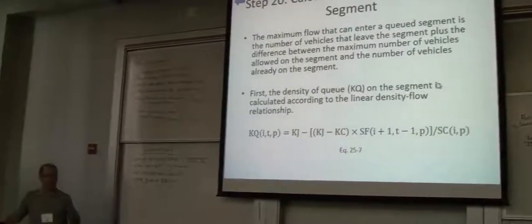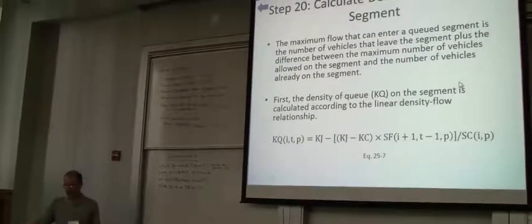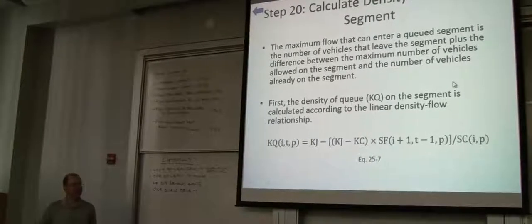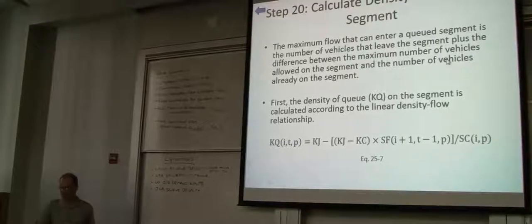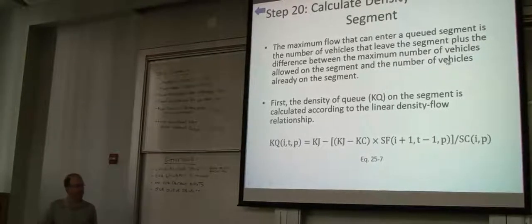Okay, step 20 is calculating the density. Perfect segue right there. That's the equation. So the density in the queue is the jam density minus the jam density and density at capacity times the segment flow and so forth. It's the KJ, jam density. It's a triangle, density at capacity, the KC. Yes, it estimates the density in the queue as a function of that triangle.